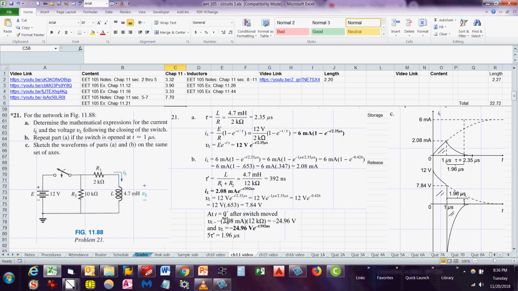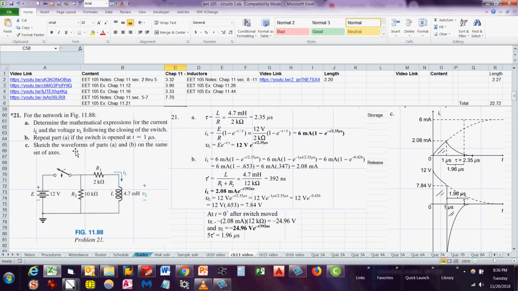And then at t equals 0 plus after the switch moved, V sub L equals that current times the 12K, which is R1 plus R2, equals minus 24.96. V sub L equals minus 24.96 volts times e to the minus t divided by 392 nanoseconds. And 5 tau prime is 1.96 microseconds.